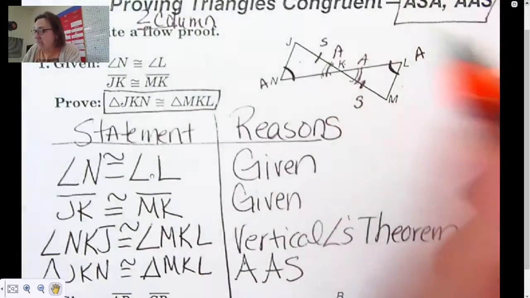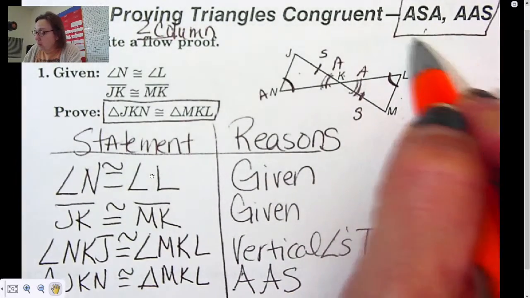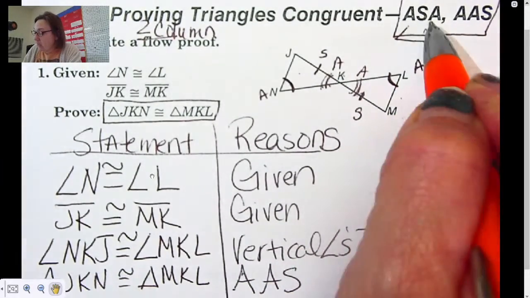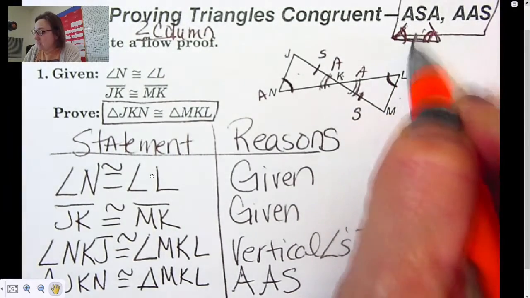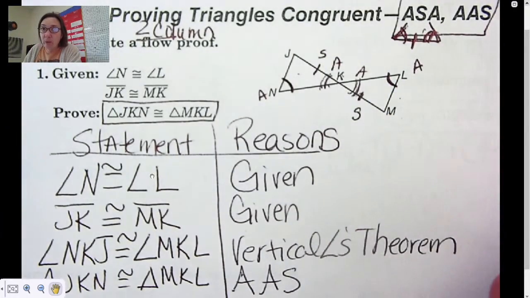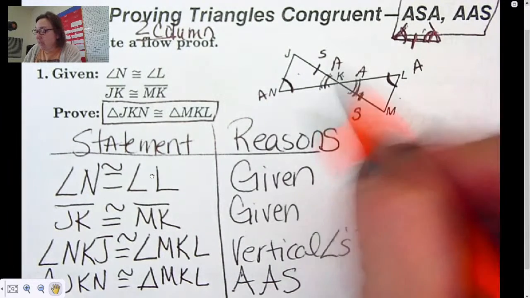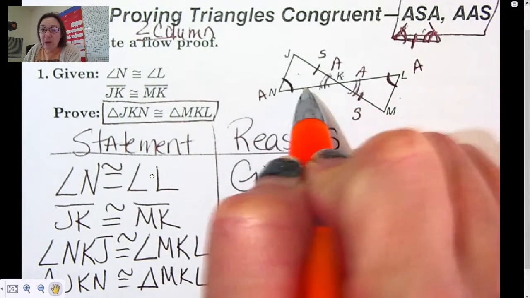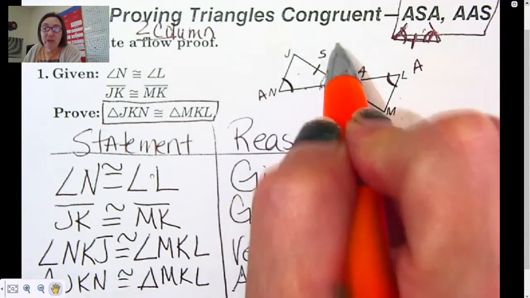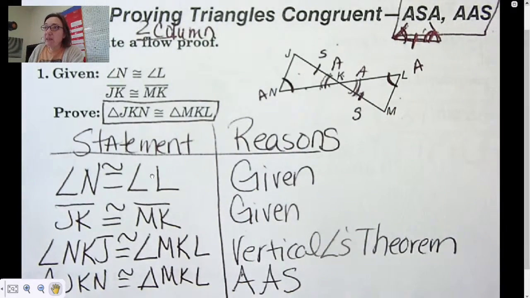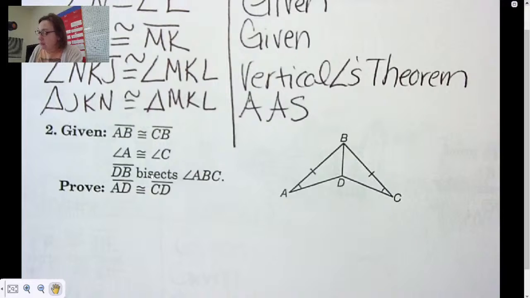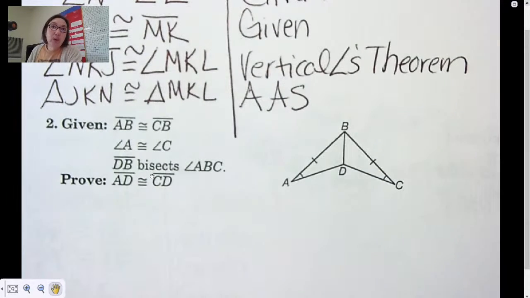Remember, if it's angle, side, angle, we know this angle and the side between them. Right? That's not the case here. We don't know the side between the two angles we know. We know a different side. That makes it angle, angle, side. Does that make sense? Okay. That's it. We're done with that problem.